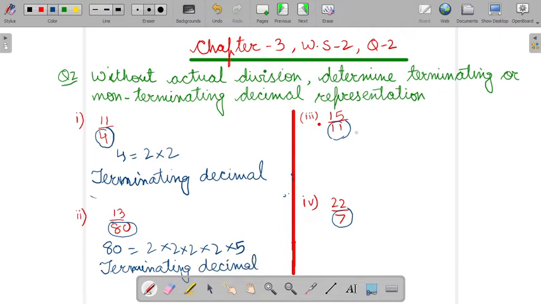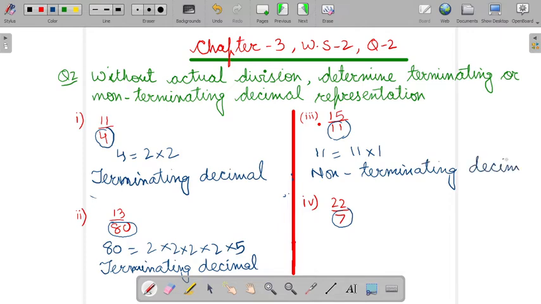In the third part, the denominator is 11 and it is also in standard form. So what do you observe? Here the prime factor is 11 or 1. So it is not 2 or 5. It means that it is a non-terminating decimal expression.